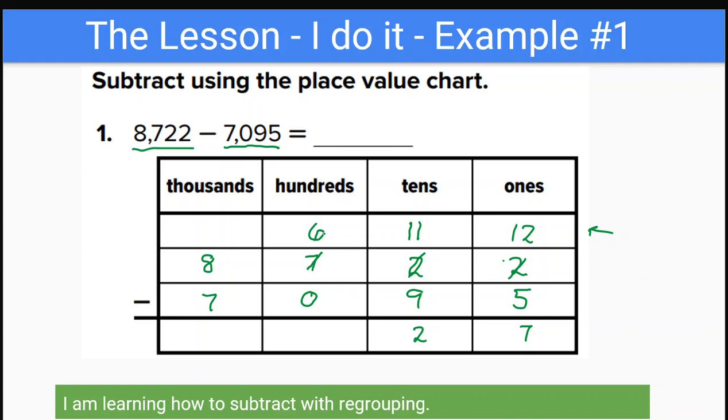All right, how about 6 take away 0? Can we do that? Yeah, 6 take away 0 is 6. And the very last number here is 8 take away 7, and that leaves 1. Let's put in a comma. 1, 2, 3. Okay, the comma is going to go right there. Kids, the difference between these two is 1,627. Right now, you're learning how to subtract with regrouping.